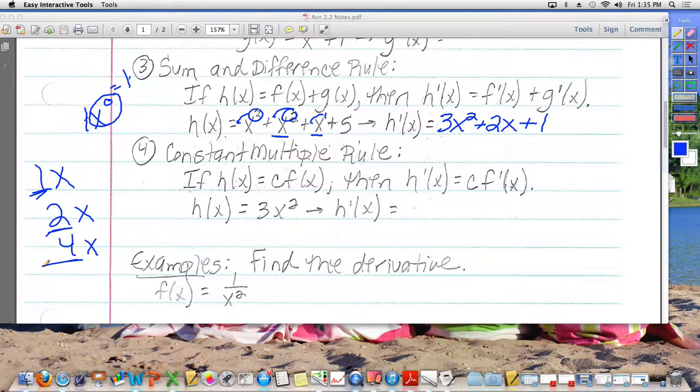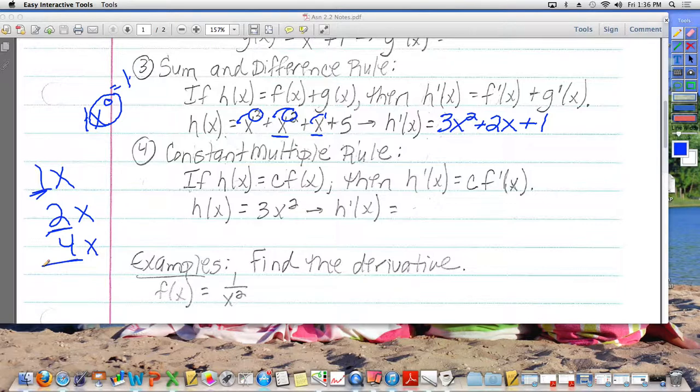All right, the constant multiple rule. The constant multiple rule says this. If h of x is equal to some constant number times the value of the function, then h prime of x is equal to that constant number times the derivative of the function. It never usually makes sense until I show you an example, and then hopefully it will click. So h of x is equal to 3 times x squared.